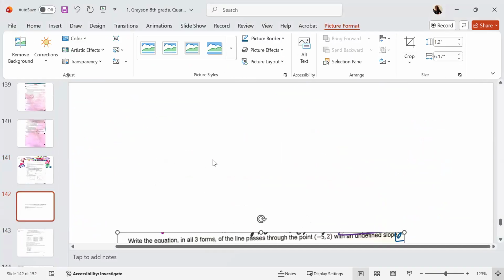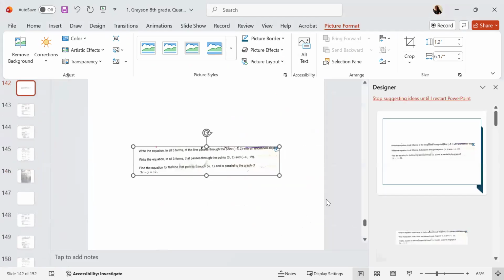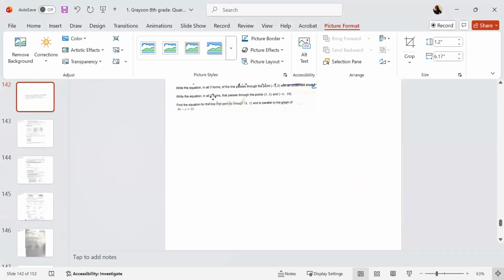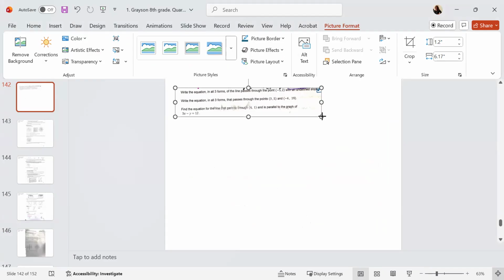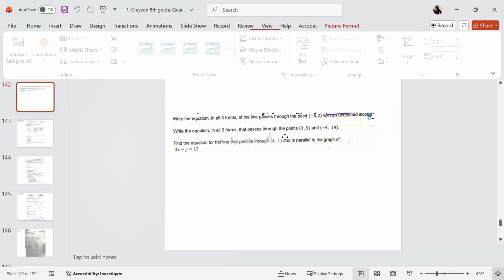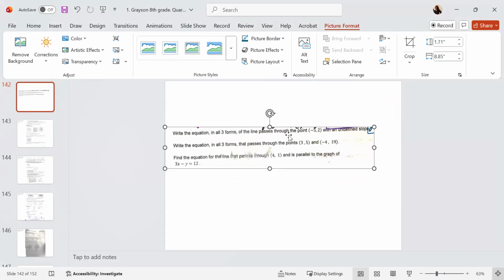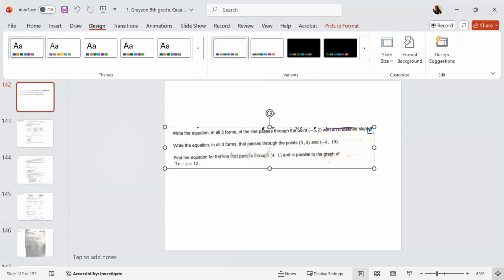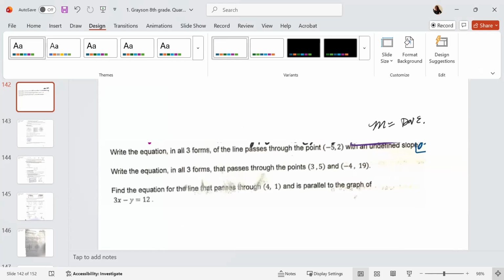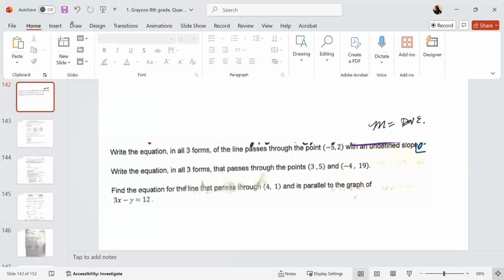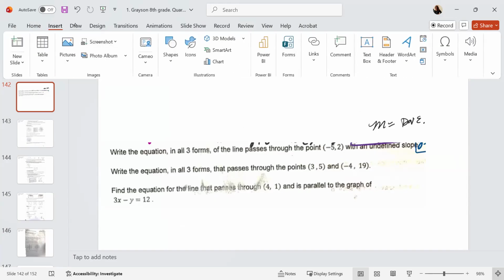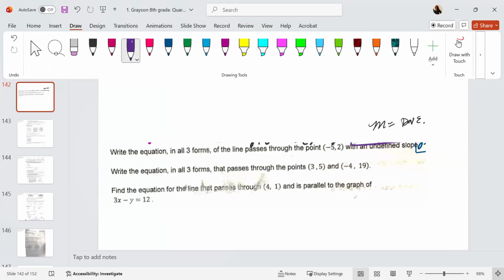Write the equation in all three forms that passes through the point 3 and 5, -4, 19. Okay, so if your slope is undefined, slope does not exist, correct? What slope would that be? What do you know about the shape of the line? The shape of the line. It's a vertical line, correct?